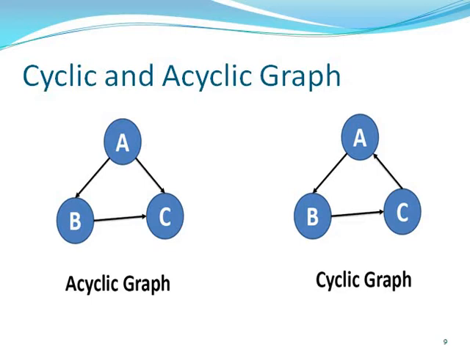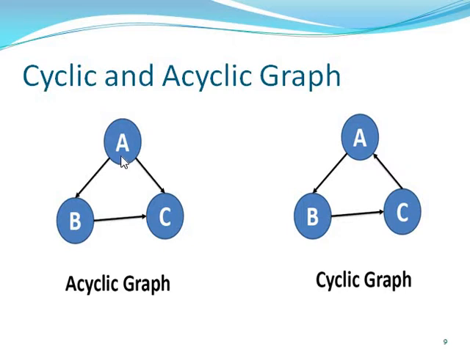So we can now look at the cyclic graph and acyclic graph. In the acyclic graph, you can see these nodes A, B and C. This represents a graph, but here A to B is connected, B to C is connected, but C to A is not connected, only A to C. So you can see that here one cycle is not created. So what is a cycle in a graph?